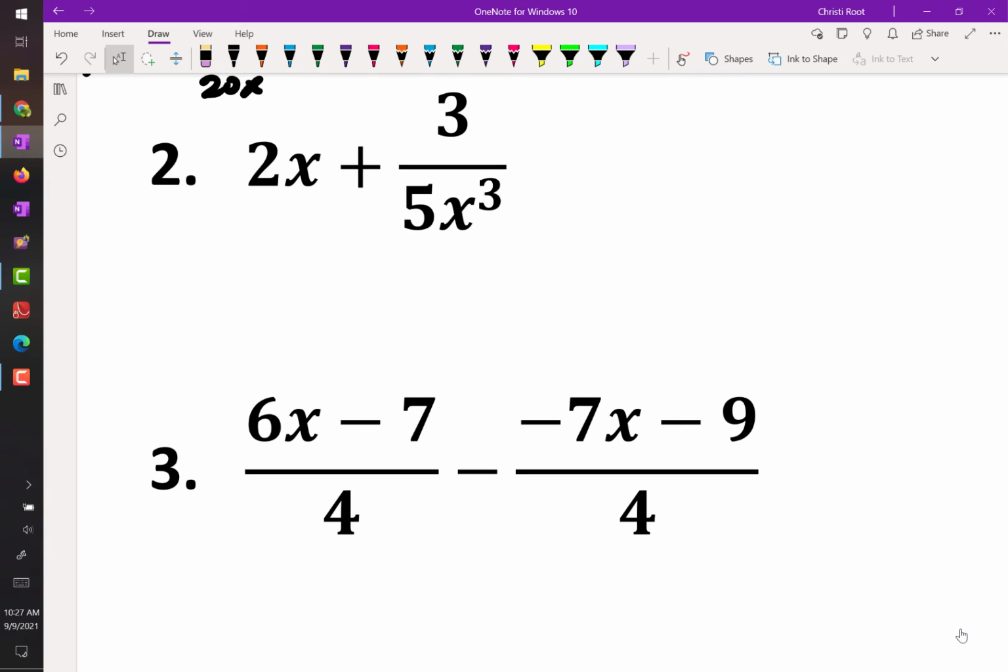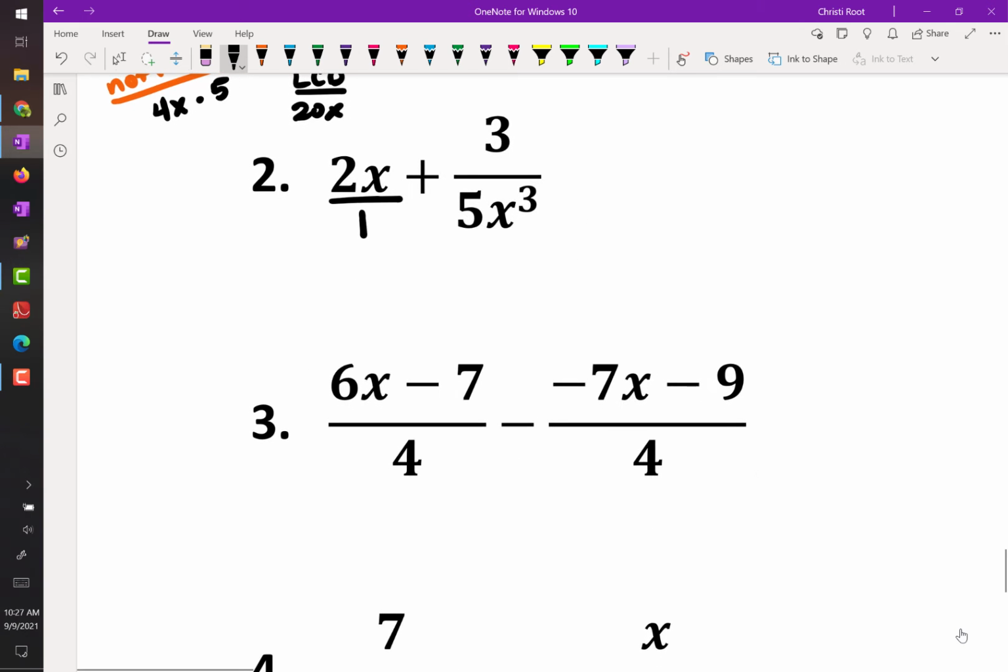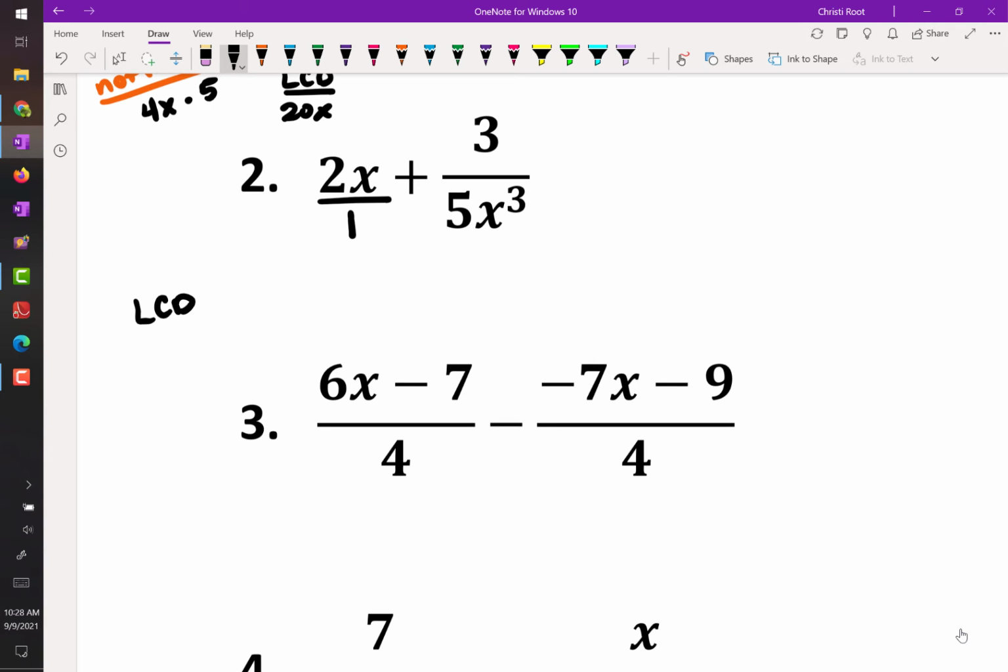So like I did before, the 2x doesn't have a denominator, so I'm just going to put it over 1. There's really nothing going to be in common if you have a denominator of 1, so I'm just going to use 5x to the third as my LCD because there's nothing in common. So let me write that down. My LCD is going to be 5x to the third.